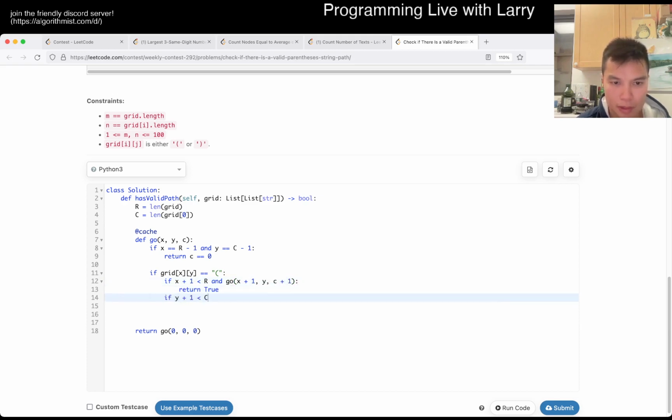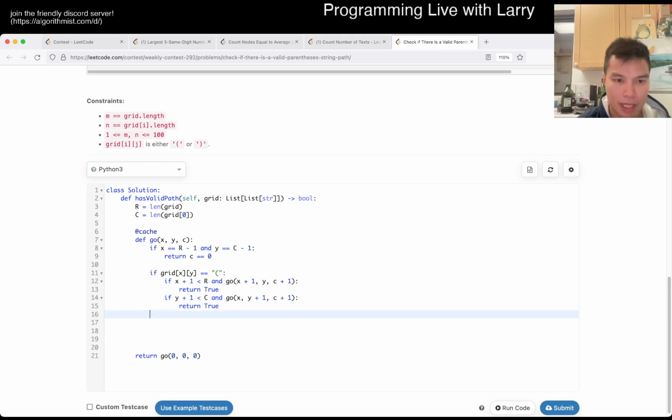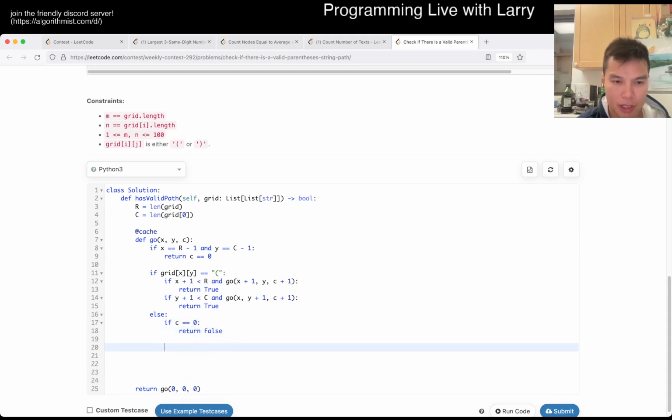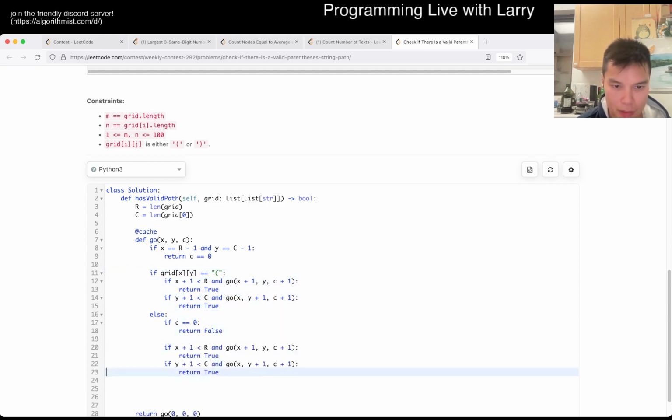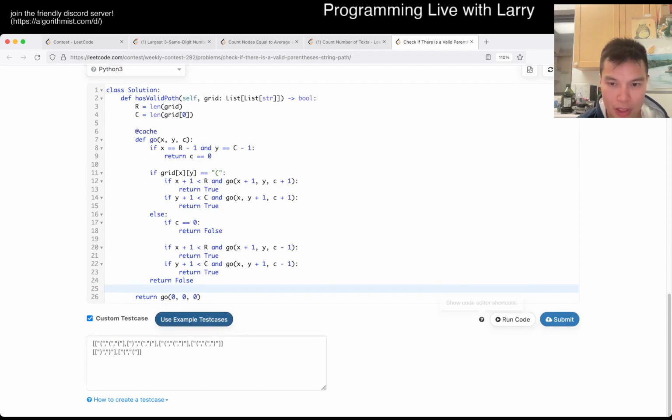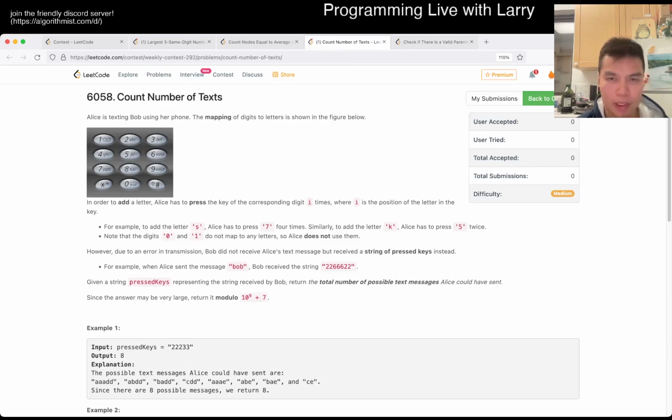If y plus 1 and... true. Okay, else then it is a negative grid. If c is equal to 0, then we return false. Otherwise, if x plus 1, same thing here, except for a minus, I suppose. Otherwise, return false. This should be good. I mean, it may be too slow. It's 100 cube. Maybe 100 times 500 cube. So it should be fast enough though.